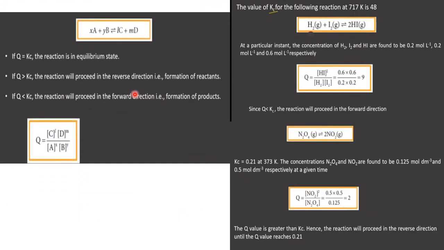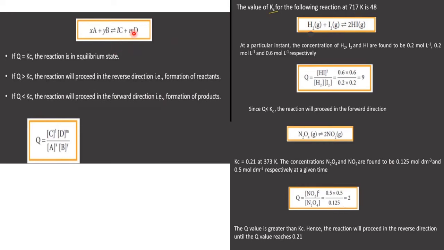The next is with the help of Q value. With the help of Q value, how we can predict the direction of the reaction. Okay, so this is also predicting the direction of the reaction from the knowledge of the equilibrium constant. How to predict the direction of the reaction in a given reaction in terms of partial pressure and concentration. Consider this equation. This is the common example for this whole lesson.